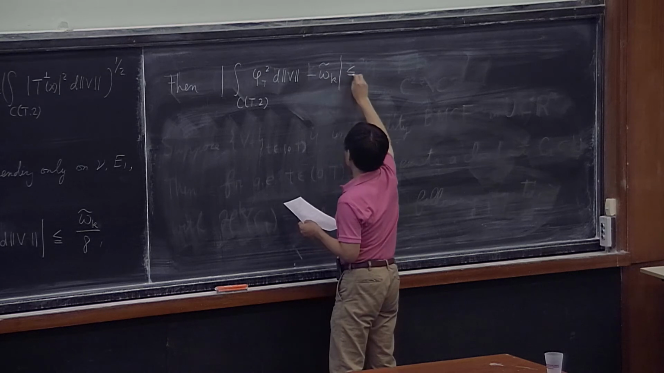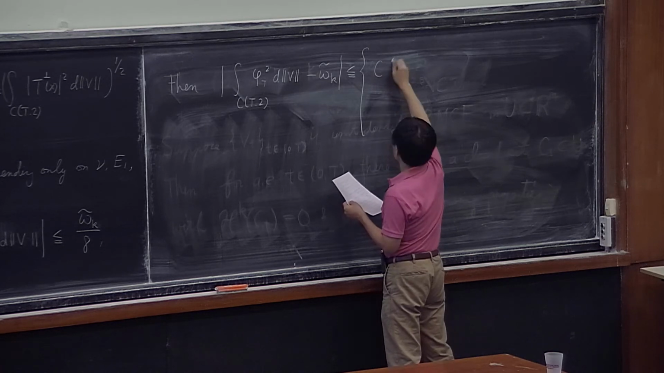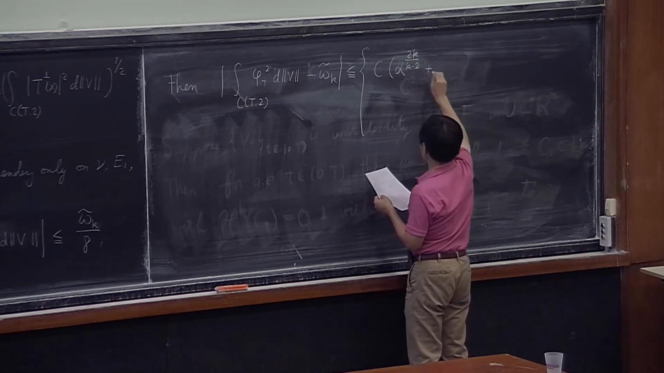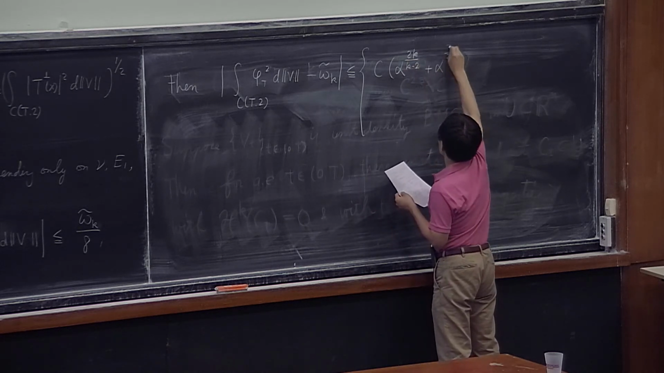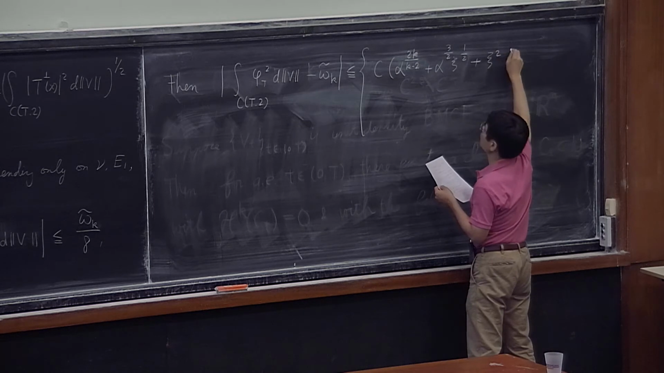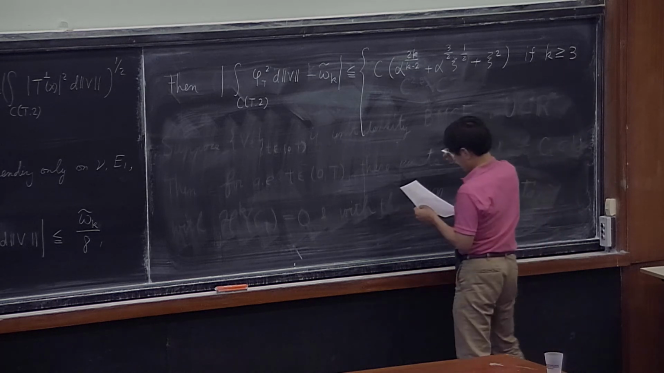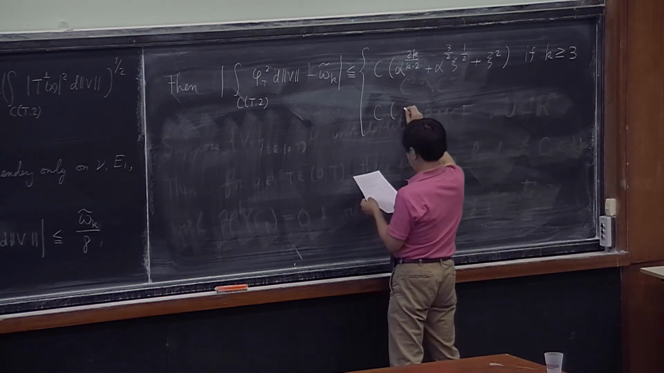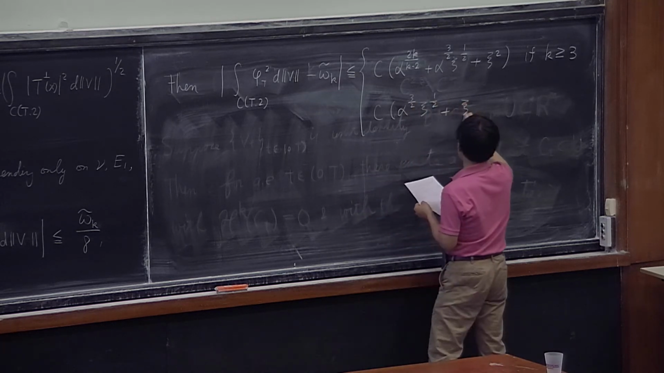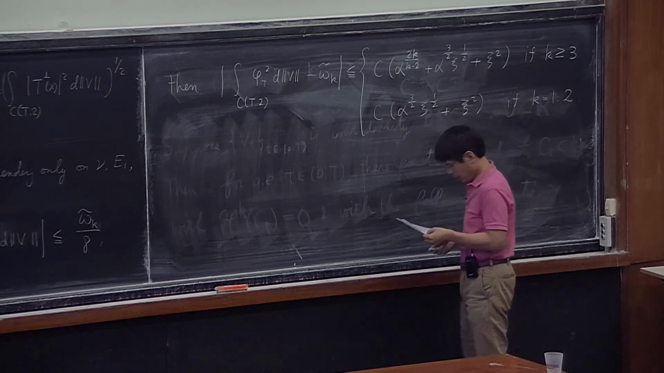This difference can be bounded by, depending on the dimension, a constant times alpha 2k minus k minus 2 plus alpha 2 over 3 xi 1/2 plus xi square if k is bigger than or equal to 3, and c times alpha 3 over 2 xi 1/2 plus xi square if k is either 1 or 2. Okay, so that's one possibility.